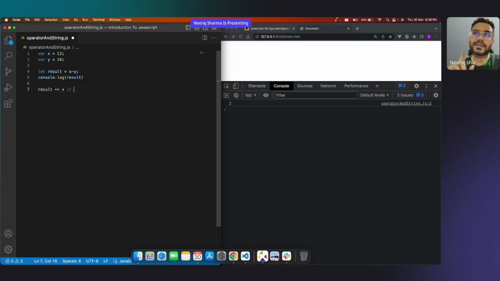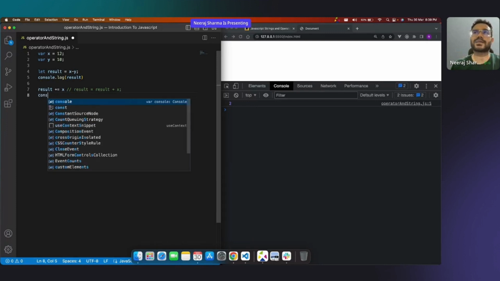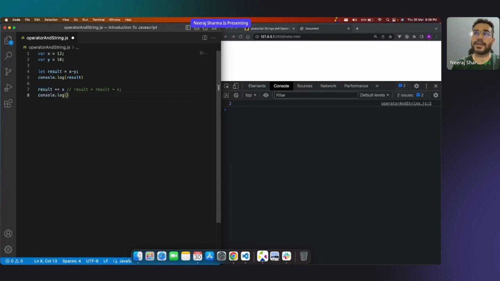So what does this mean? This essentially means that result equals result plus x. When I write like this, it means result will be equal to result plus x. So can you guys tell me what the answer will be now? What is the result going to be now?